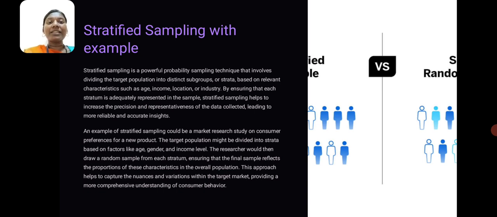An example of stratified sampling could be a market research study on consumer preference for a new product. The target population might be divided into strata based on factors like age, gender, or income level. The researcher would then draw a random sample from each stratum, ensuring that the final sample reflects the proportions of these characteristics in the overall population. This approach helps to capture the nuances and variations within the targeted market, providing a more comprehensive understanding of consumer behavior.